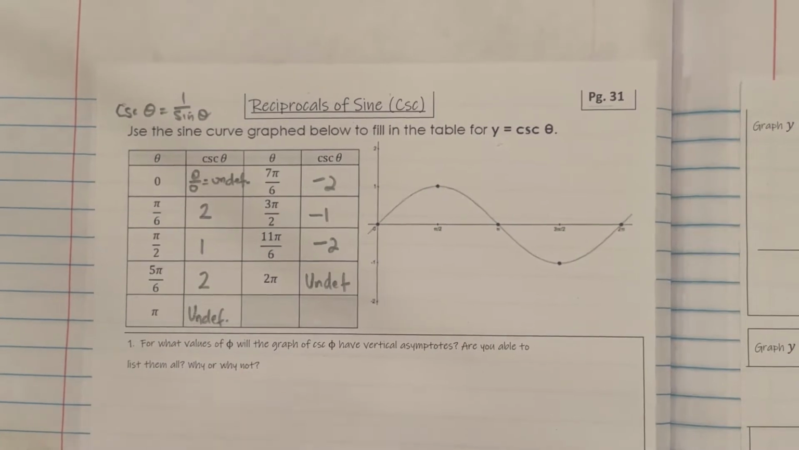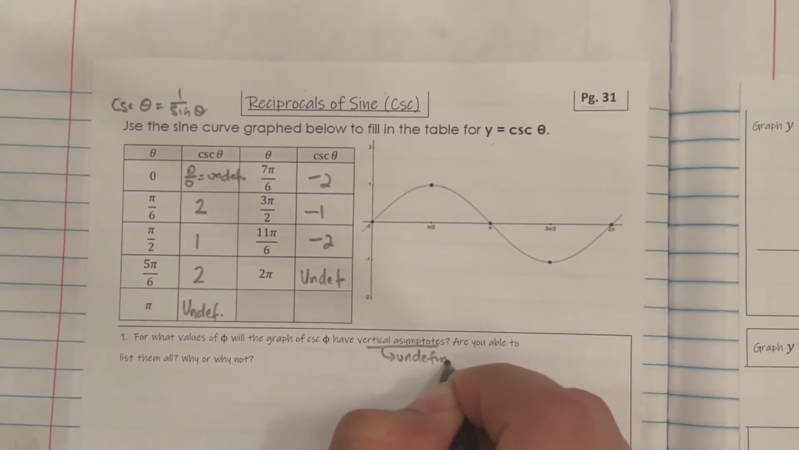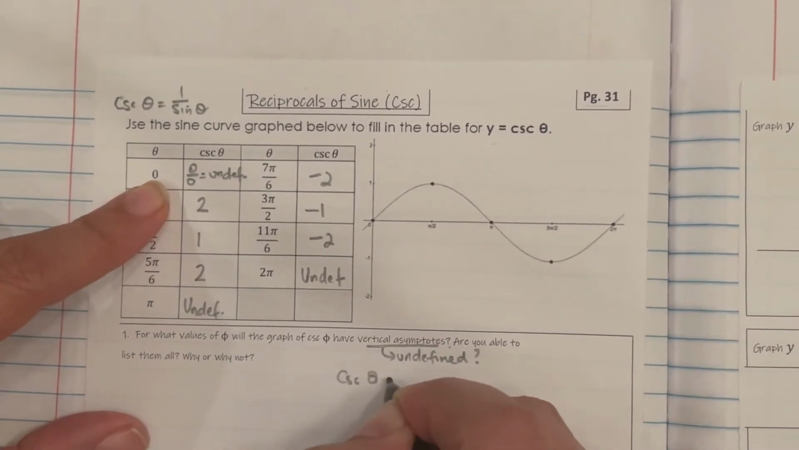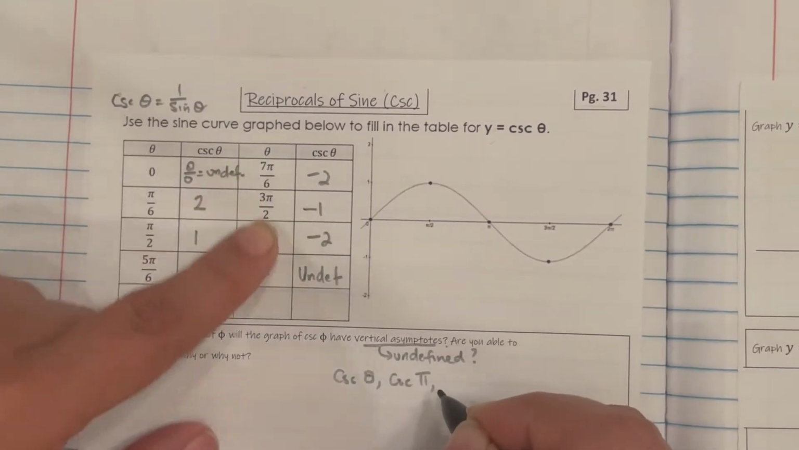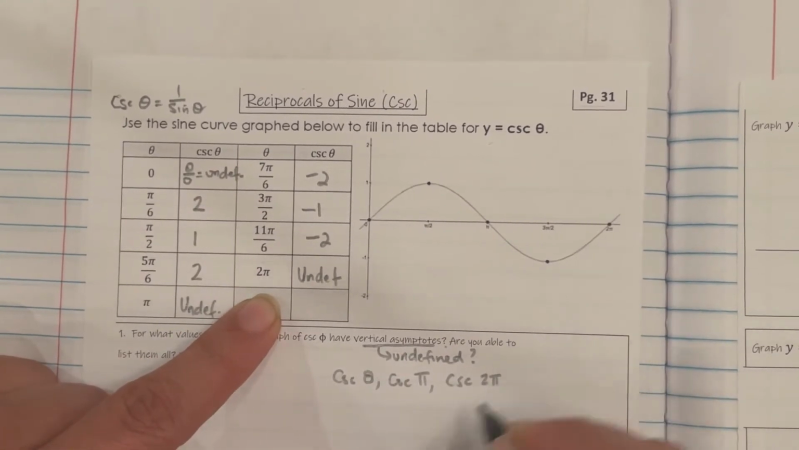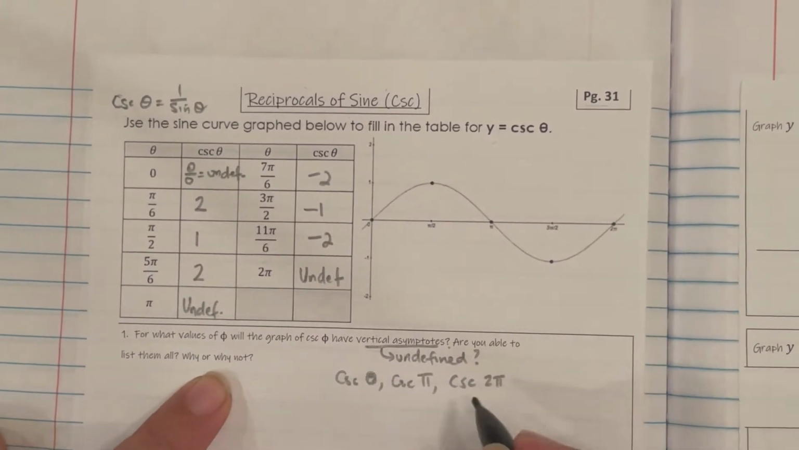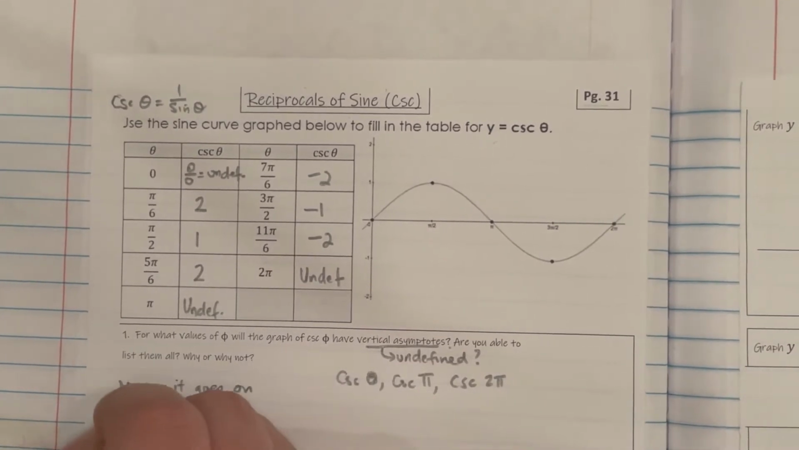All right, so going through the questions, what values of the graph will give you vertical asymptotes? Well, it's whenever anything is undefined. So when is it undefined? It's undefined at 0, it's undefined at pi, it's undefined at 2 pi. Then, are you able to list all of them? No, as it goes on forever. This is a listening check, coloring the word no.